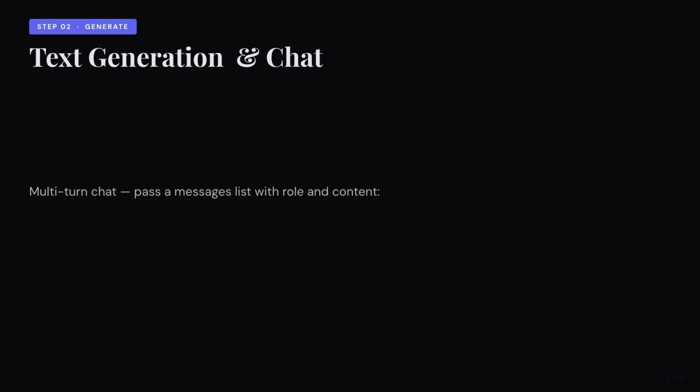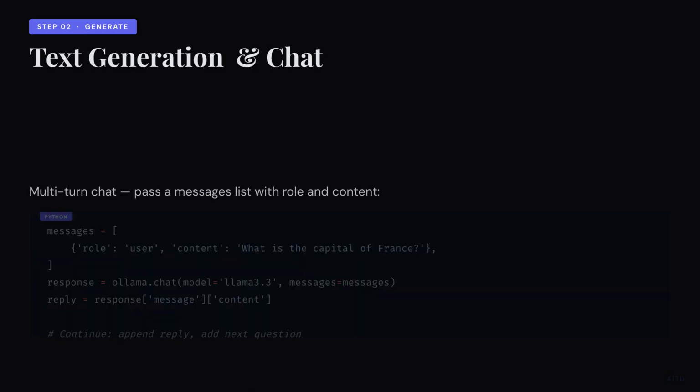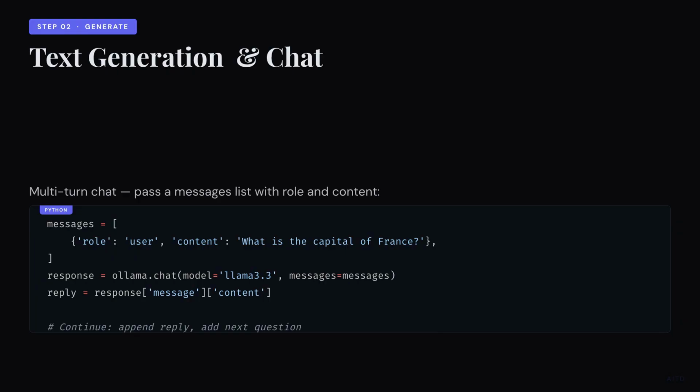For conversations that remember context, switch to the chat function and pass a messages list. Each entry in that list has two keys, role and content. Role is either user or assistant. To continue the conversation, append the assistant reply back into the messages list, then add your next user message. The model reads the full history every time, so follow-up questions work naturally without you repeating context.